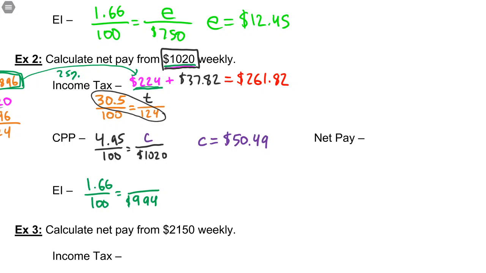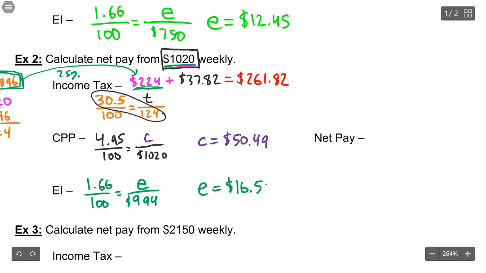And so we've capped the amount of EI we take from people, and we've also set a maximum to the amount of money you can get from EI. And if we set this equal to E, cross multiply and divide, the EI that you pay is $16.50. And that's actually the most that anyone can pay in employment insurance per week, is $16.50.